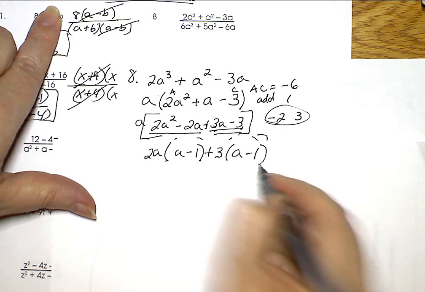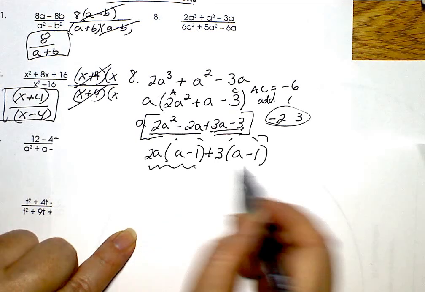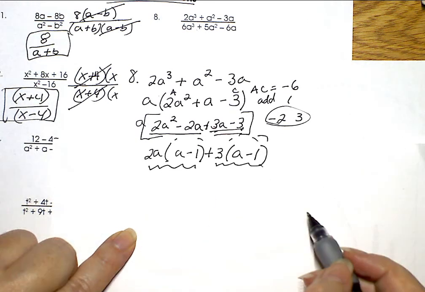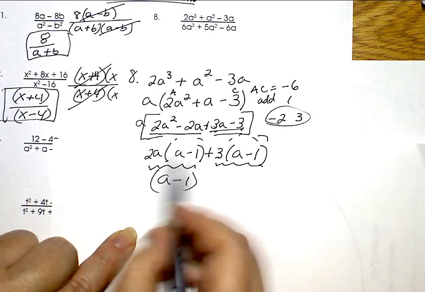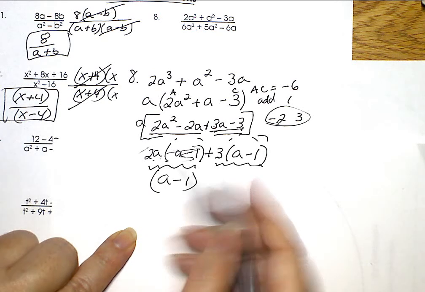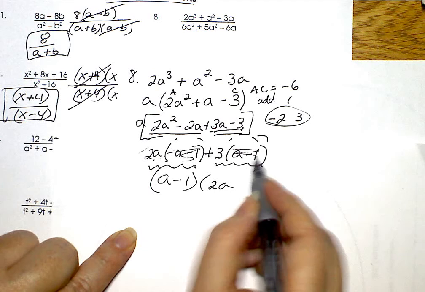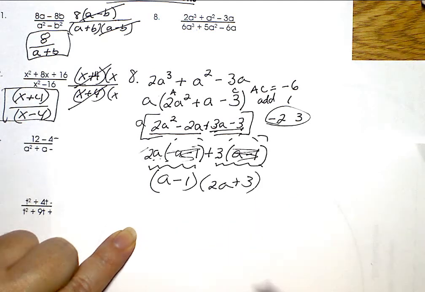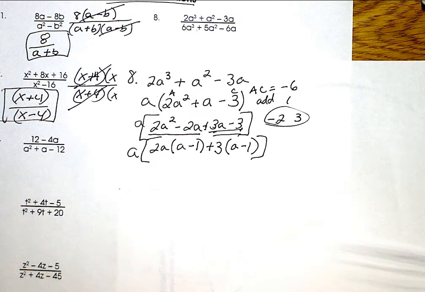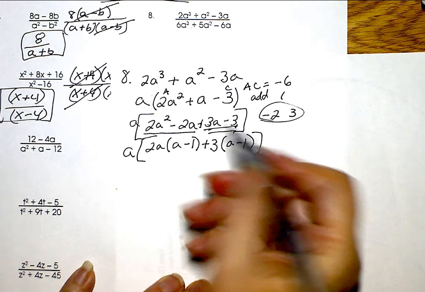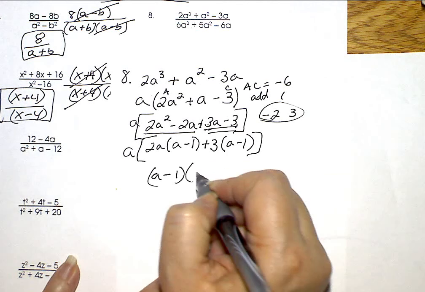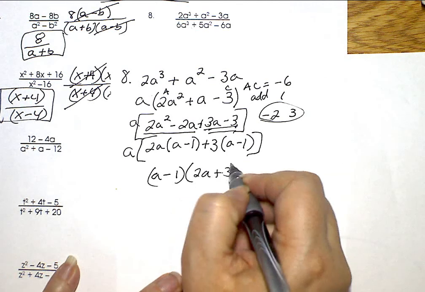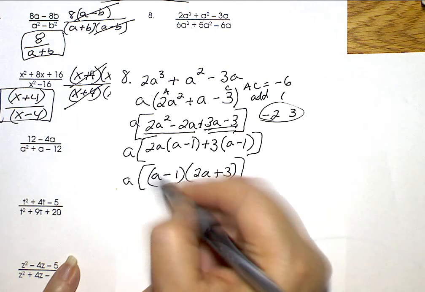Yep. And then, what is here and here? What's left here, after this is taken out, you have a 2a. And after this one's taken out, you have a plus 3. Okay. So we have the final answer: a minus 1 and 2a plus 3. All right, that's your top.